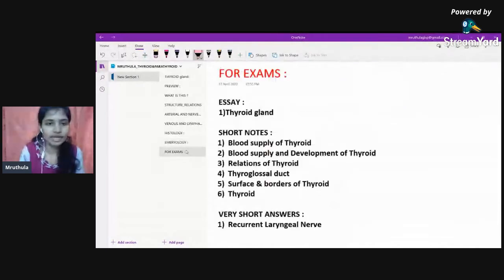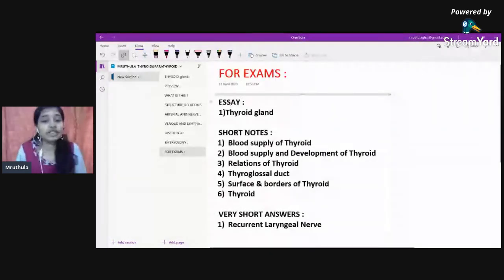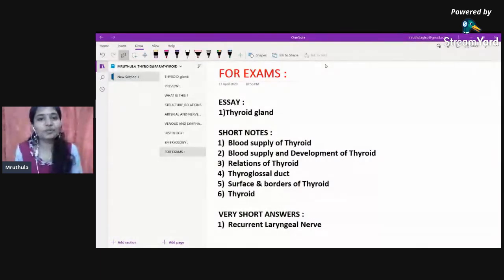And now, finally, we'll see what is important for the exams. That's what everybody will be curious about. The entire topic that we discussed today is an important 10 mark question. Everything could be asked: the arterial supply, nerve supply, venous and lymphatic drainage, the borders and surfaces of the gland, histology, embryology, everything could be asked as a 10 mark on the whole. And of course, that's a repeated question. Then short notes, repeatedly, there is the blood supply of thyroid gland. The embryology is also asked frequently. Thyroglossal duct is also a short note.